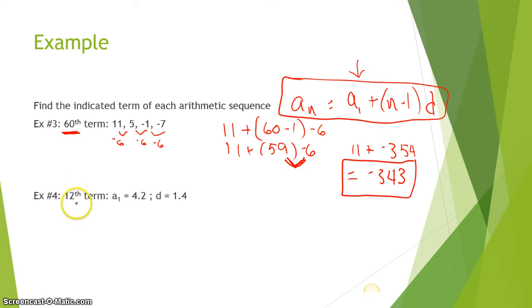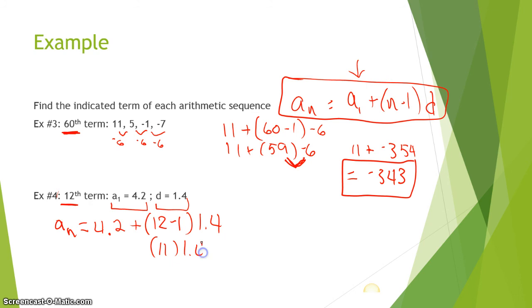The last example, number 4, you're finding the 12th term. They're giving me my A1, they're giving me my D here. So using the formula A of n equals A1 plus n minus 1 times D, my A1 is 4.2 plus my n minus 1, so 12 minus 1, times my D, which is 1.4. And I'm going to solve for my answer, A of n. 12 minus 1 is 11 times 1.4 plus 4.2.